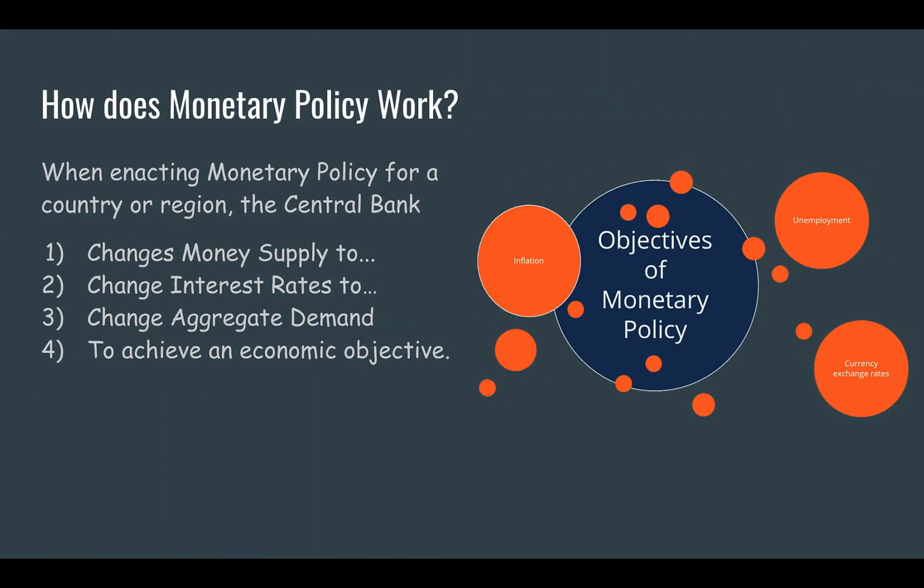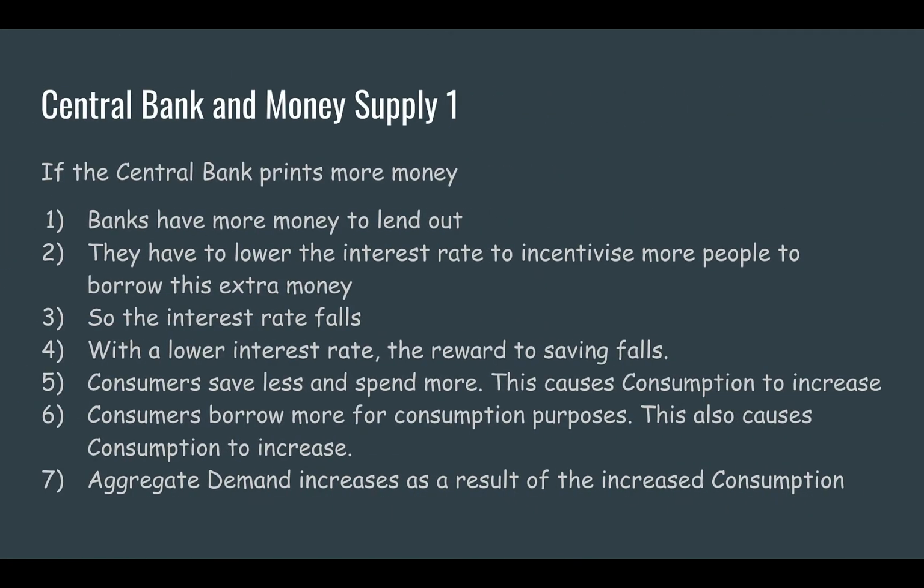Okay, so what we're looking at now is that when enacting monetary policy, the central bank, which can be in charge of the money supply for a country or region, what are they doing? They're changing the money supply in order to change interest rates, in order to change aggregate demand, in order to achieve an economic objective, usually stable inflation or low and stable unemployment. Okay, well, this works in three ways. Again, I have to stress, I'm not explaining how this works, I'm telling you that it works this way. We will look at that in later videos.